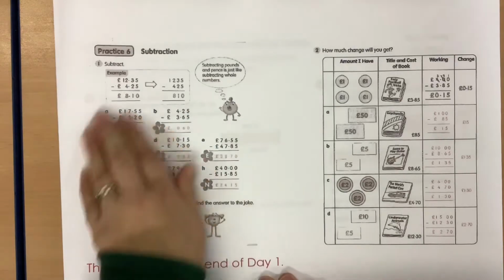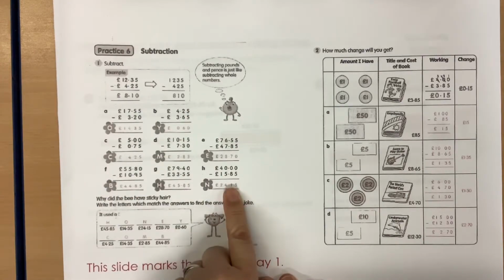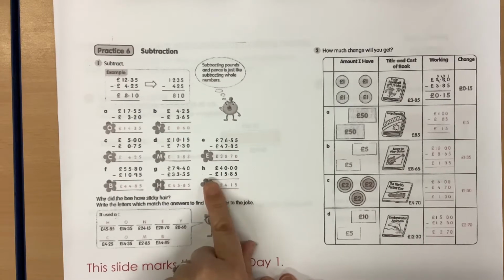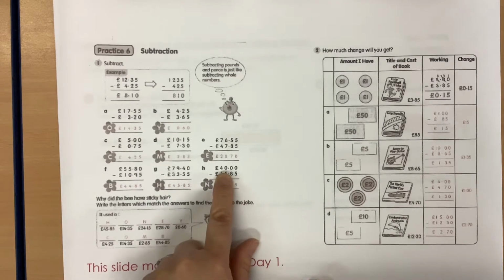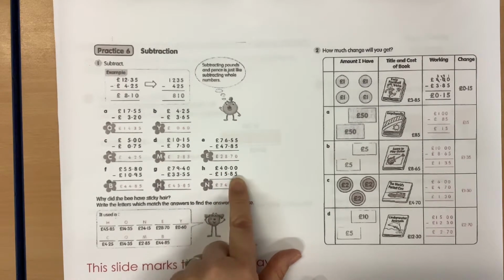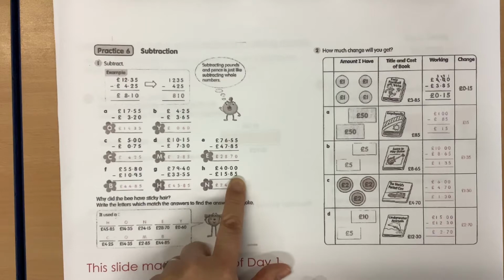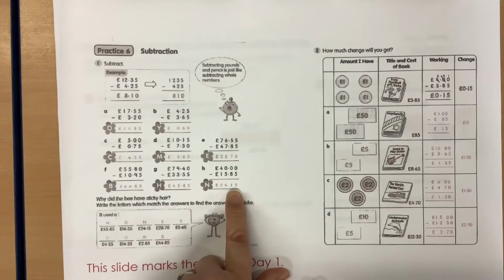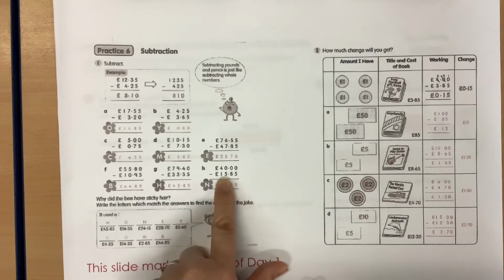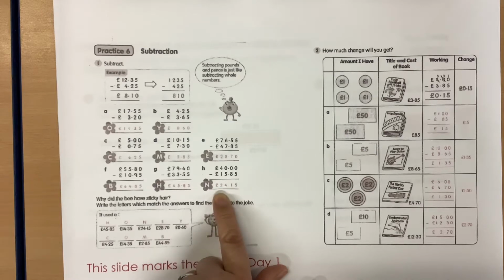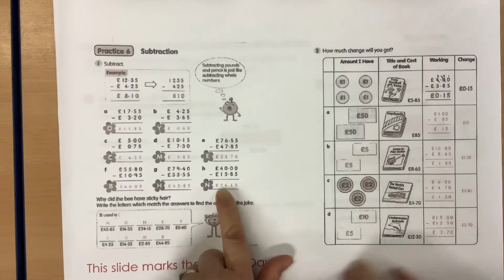Hopefully you were able to work through these. There were a couple that involved regrouping. £40 take away £15.85. So I know that £40 is the same as £39 and 100 pence. And I would take the 85 pence away from the 100 pence, which would leave me with 15 pence. And the £15 would be taken away from £39, which would leave me with £24.